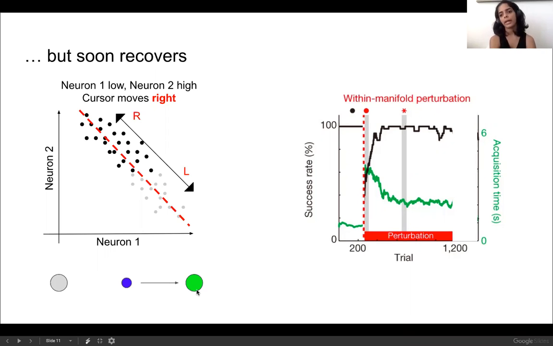So, it'll be dependent on reward. If you don't give the monkey a reward for the cursor actually reaching the target position, then the neural activity will not go in this direction. So the behavior is dependent on the monkey getting a reward. And that's how we know that the monkey is doing it purposely.